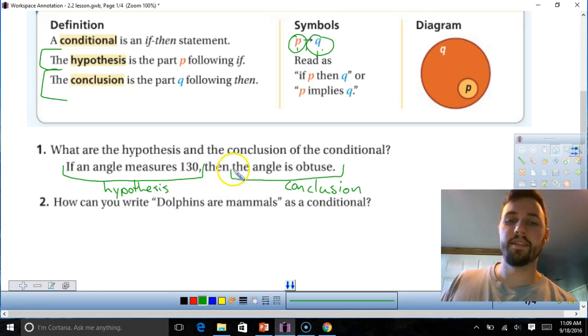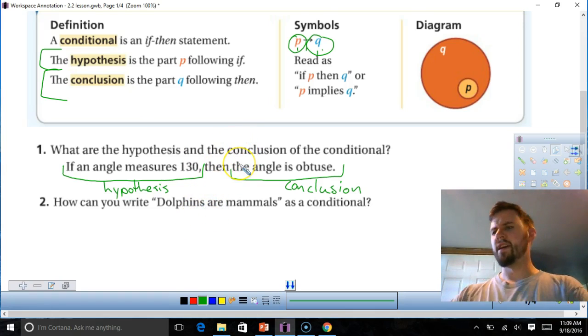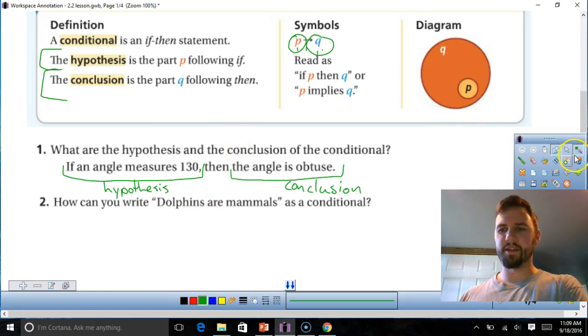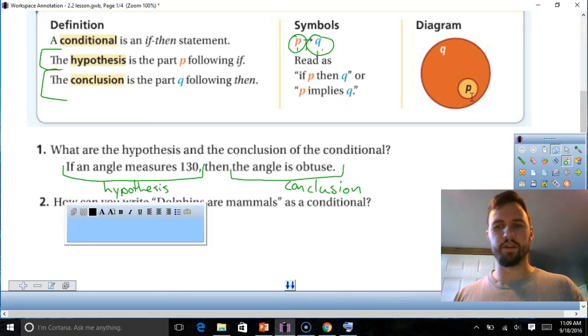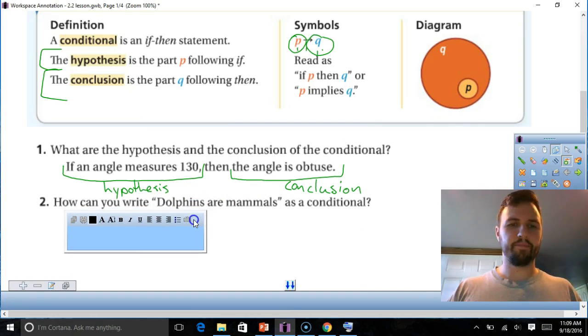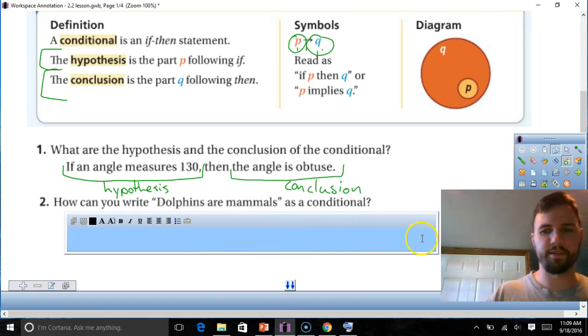Alright, how can you write dolphins are mammals as a conditional? I'm actually going to try something fancy here. I'm going to type this in because I type quicker than everything. What do you mean you can't start the keyboard? You can do whatever you want. Alright, let's try this. How can I type it?